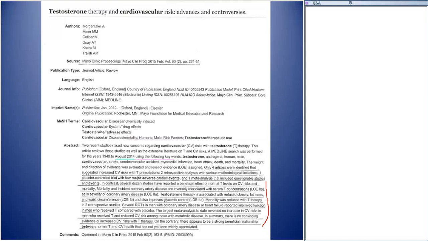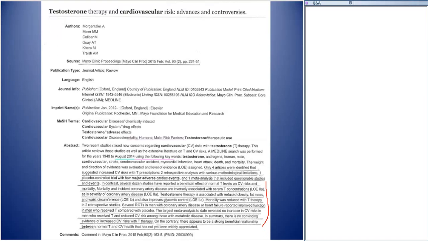Don't you understand, Dr. Cardiologist? All of these other studies show reduced coronary events and a decrease in mortality. How is it that the patient did not qualify for a decrease in mortality based on these other studies? They can't answer it. Several randomized controlled trials in men with coronary artery disease or heart failure reported improved function in those that received testosterone.